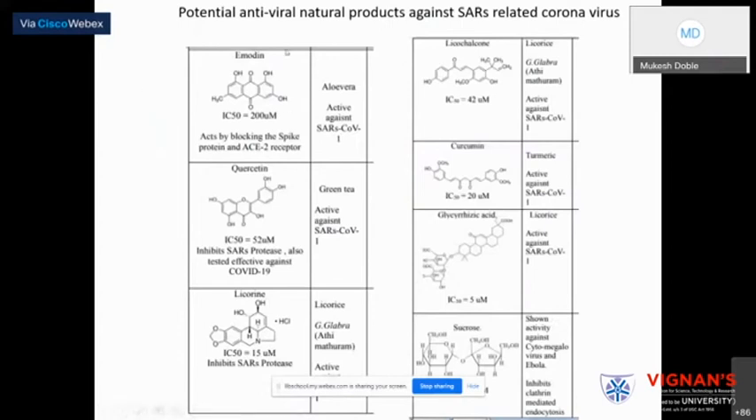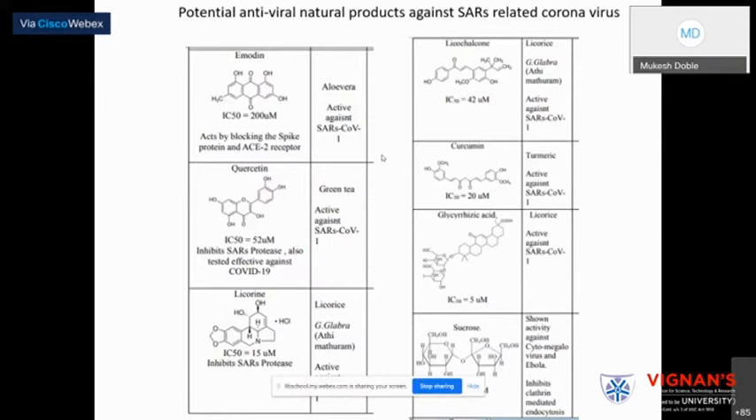Natural products also have been very successful in addressing this SARS-related coronavirus. Many phytochemicals, you can see: emodin, which is found in aloe vera; quercetin, which is found in green tea; licorin, which is found in licorice; licochalcone, again found in licorice; curcumin, found in turmeric; glycyrrhizic acid found in licorice; sucrose. All these have anti-SARS-CoV-1 activity. When I talk about SARS-CoV, we must assume it's still SARS-CoV-1 activity.